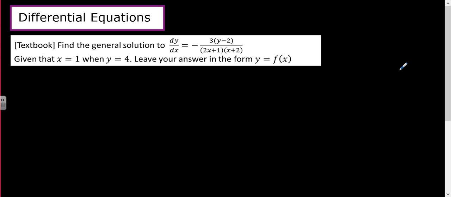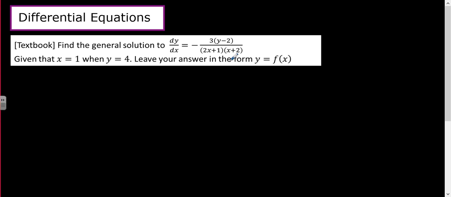Right. This one, I'm going to give you a bit of a head start with. You'll see that we're finding the general solution to this differential equation, but then we're asked to go one step further, and we're asked, given that x equals 1 when y equals 4, this is exactly like the starter questions, then leave your answer in the form y equals f of x. All right, so this time we're going to have to work out what the plus c is. That's effectively what's going on.